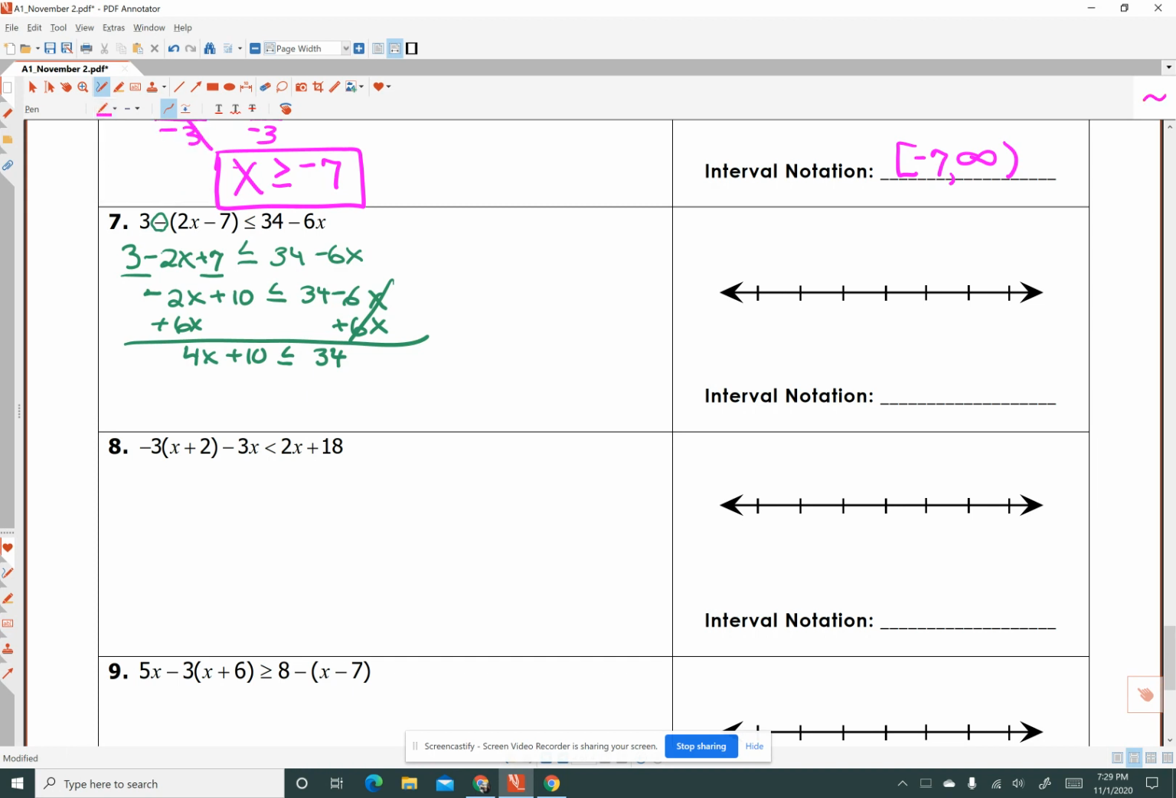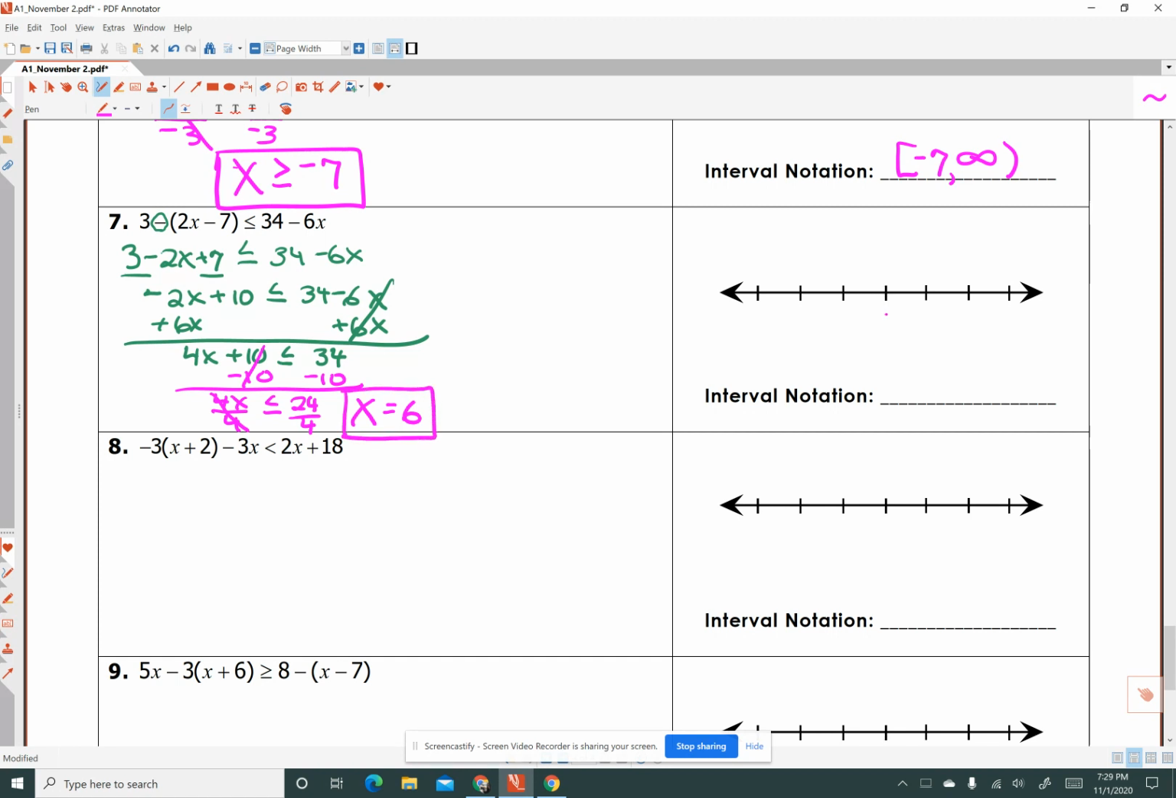And let's subtract 10 from both sides. 4x is less than or equal to 24. And then we'll divide by positive 4. And in this case, x would be less than or equal to 6.